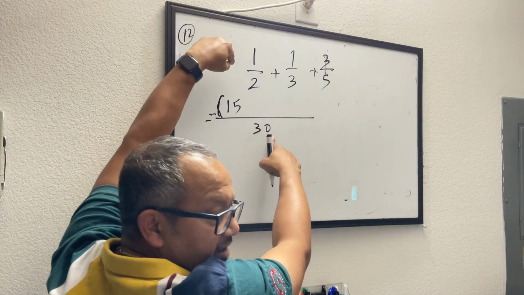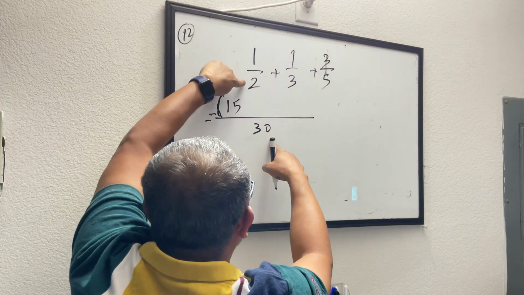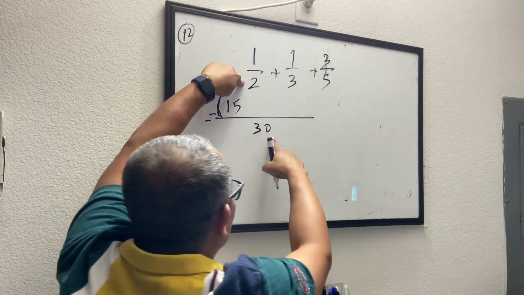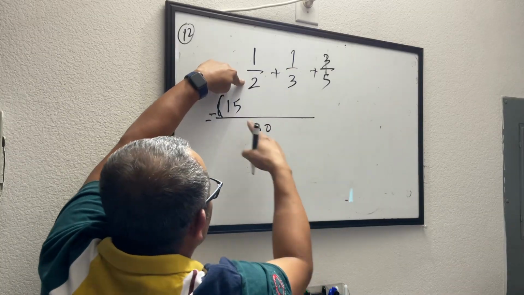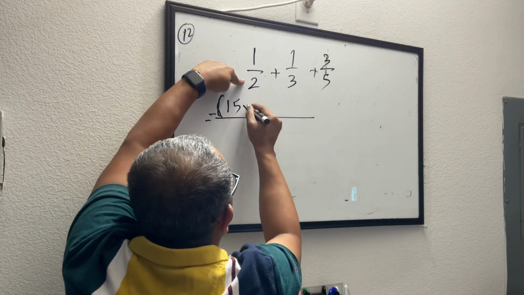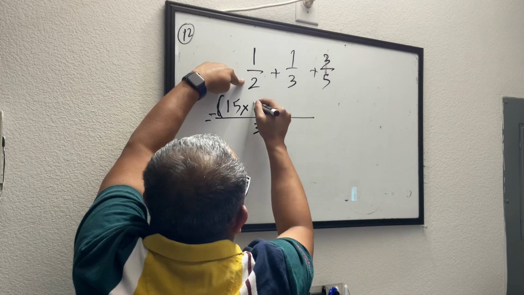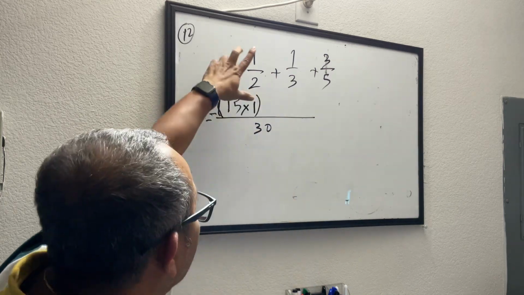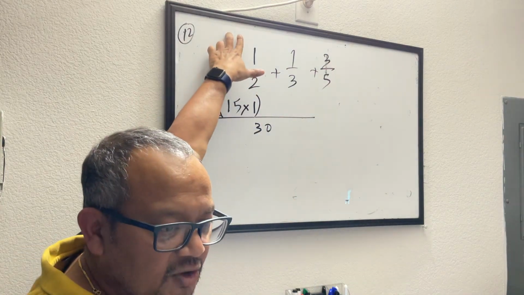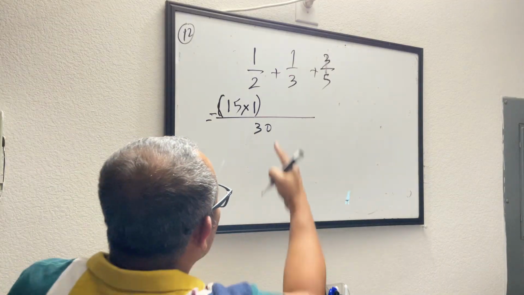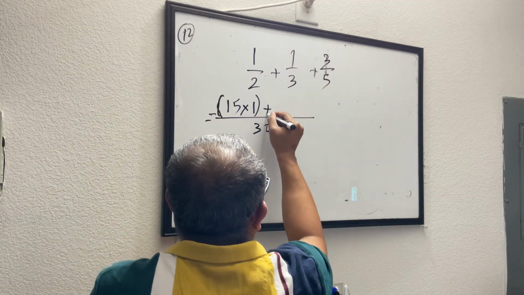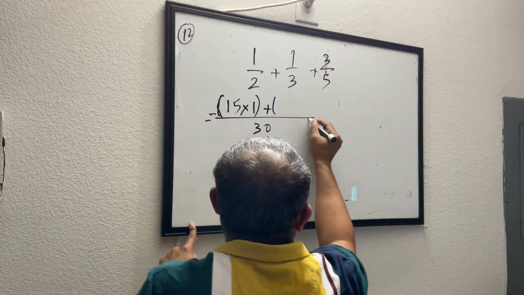You guys will figure it out anyways after you memorize tables. So 15 times 2 is 30, so I wrote 15. And then multiply that with whatever I have in the numerator. I have 1. Close the bracket. First one is done. Now I have a plus sign. Put a plus sign here and start the second bracket.